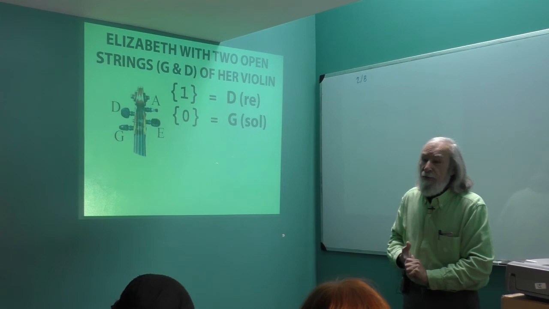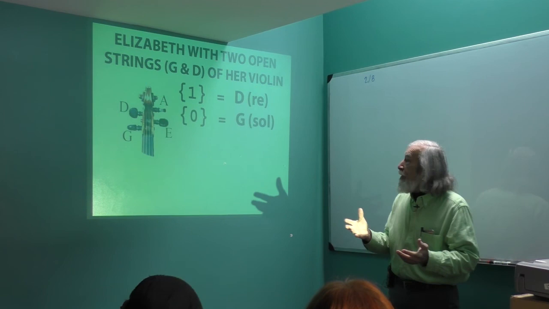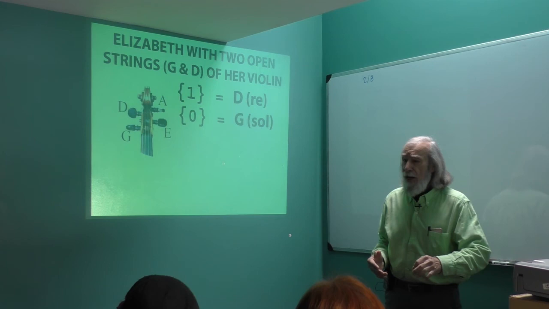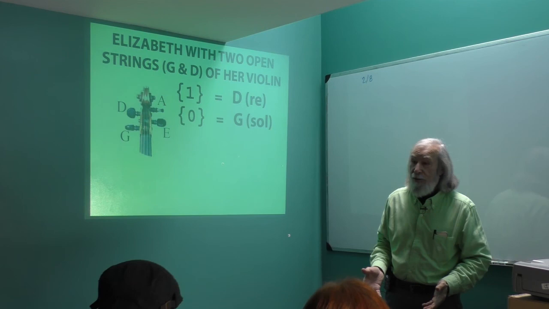Here's Elizabeth with two open strings, the G and D on her violin. She's sitting in the back row. If you have two strings on the violin, I'll probably be out of tune if I do this, but sol, re, sol, re, sol, re. And so you can play those two notes back and forth. And of course, the violin can play a whole lot more bits than just one bit. But if you have two open strings, you have a bit.